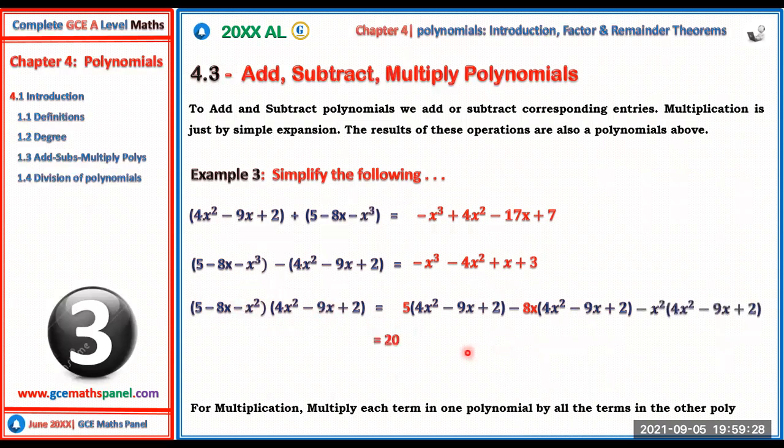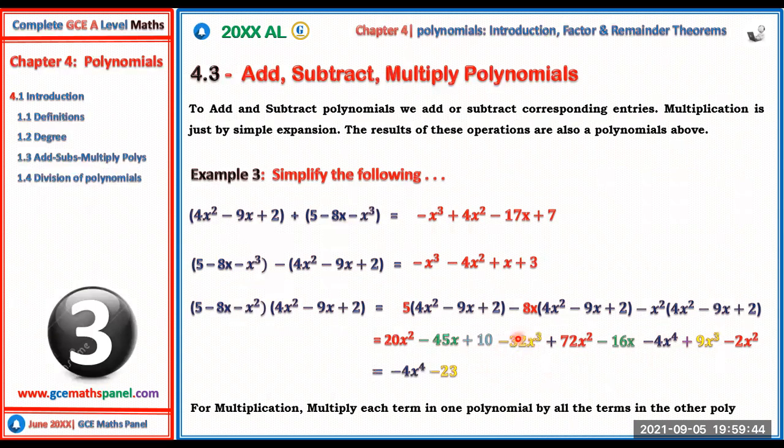We now expand and simplify, and these are the results that we are going to have. So here, we can bring these like terms together. We first start with the terms in x to the power 4. There's just one, so you have minus 4x to the power 4.